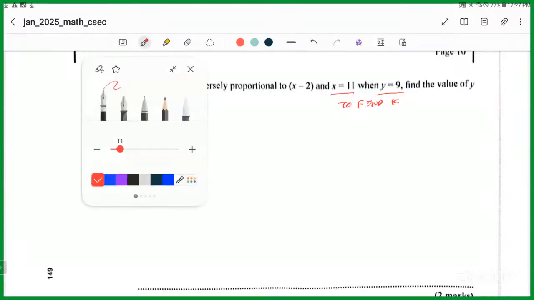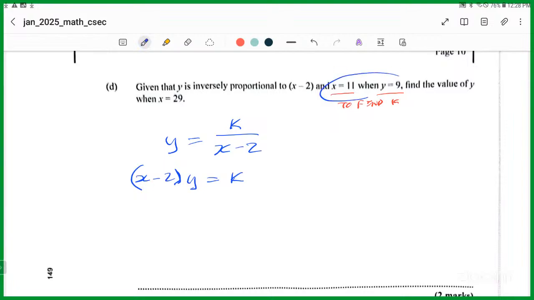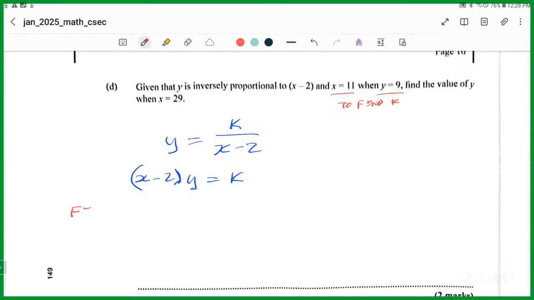Alright, so based on the statement that they gave us, y is inversely proportional to x minus 2. What that means is that y is equal to k over x minus 2. And then to find the k, we can take this and multiply it over here. So we can say x minus 2 times y is equal to a constant k. Right? So we can take these values and plug them in to find the k first. Alright, so let's write that. Find k first using that method. We don't have to find it, but we're using that method of finding k first. It can be done without finding k, but let's just stick to the method that we did in class for now.